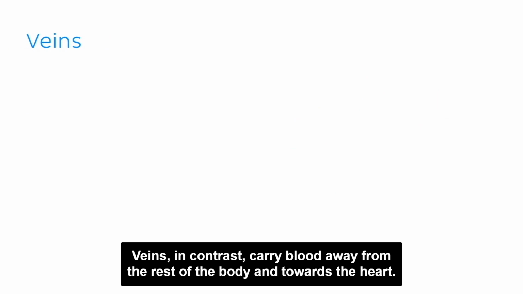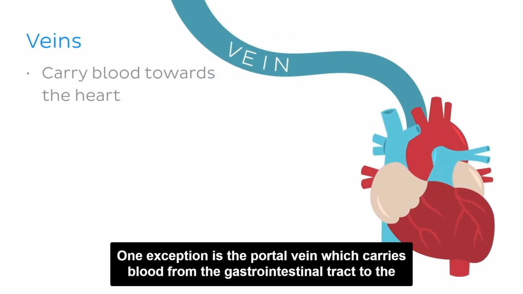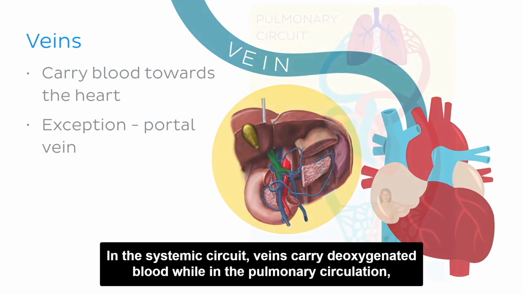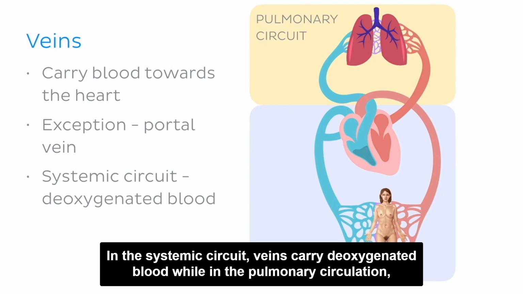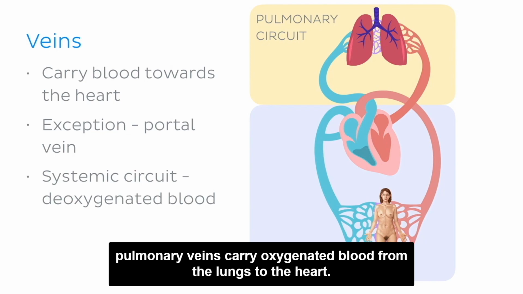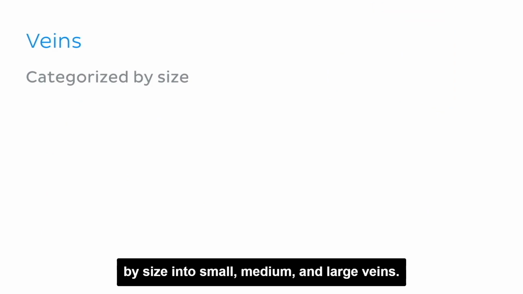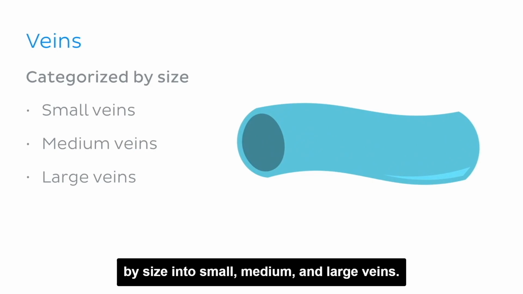Veins, in contrast, carry blood away from the rest of the body and towards the heart. One exception is the portal vein, which carries blood from the gastrointestinal tract to the liver. In the systemic circuit, veins carry deoxygenated blood, while in the pulmonary circulation, pulmonary veins carry oxygenated blood from the lungs to the heart. Their structure is not as varied as that of arteries, and they are generally just categorized by size into small, medium, and large veins.